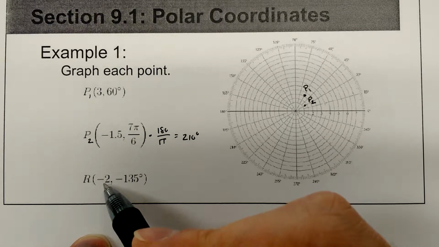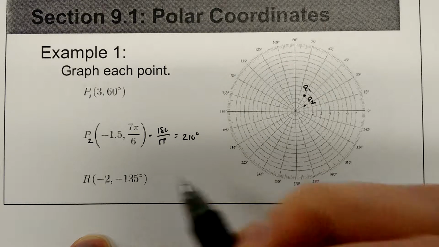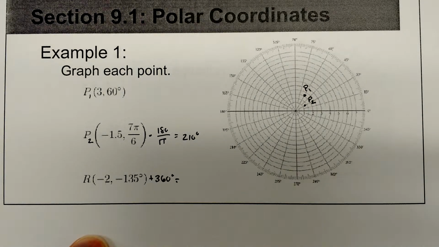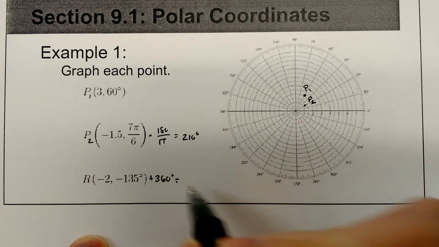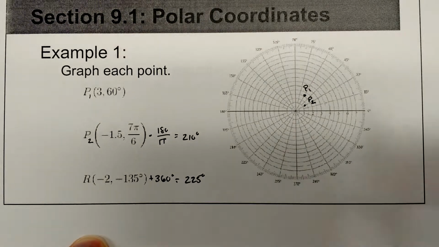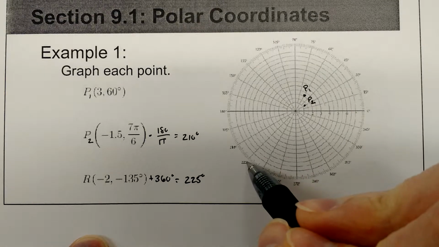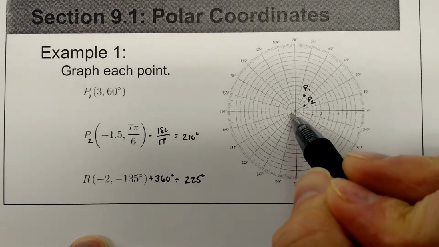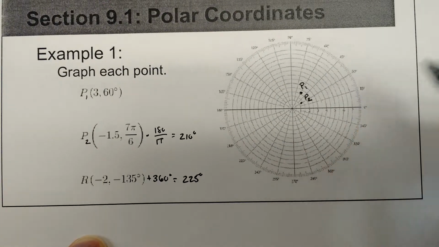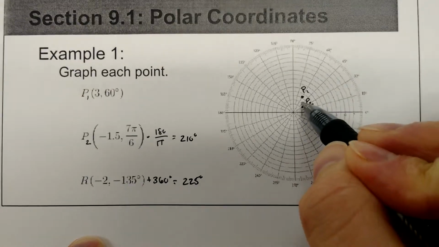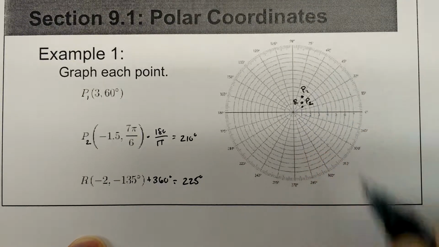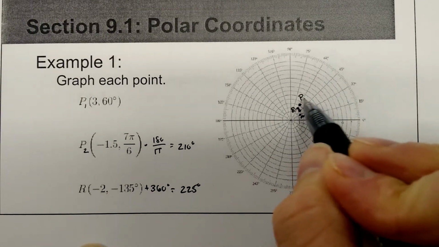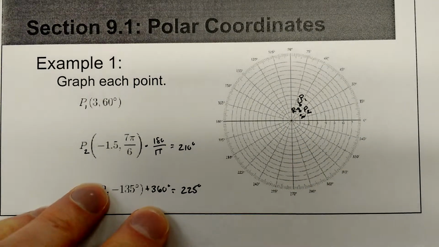So point R has both a negative radius and a negative angle. So I'm going to make this a positive angle by adding 360. So that's the same thing as 225 degrees. So I'm going to find my 225, which is right here. And I have to go backwards 2. So 225 carries on backwards, and it is the same thing as the 45. So backwards 2, that's actually that point right there. So that one's R, that one's P2, that one is P1. So that's plotting the points.